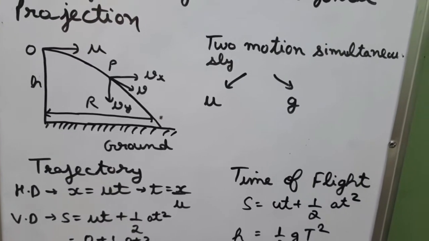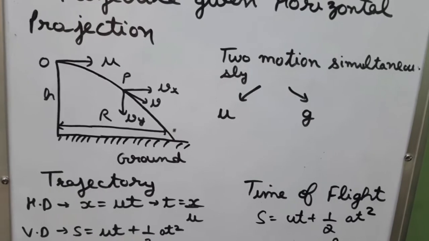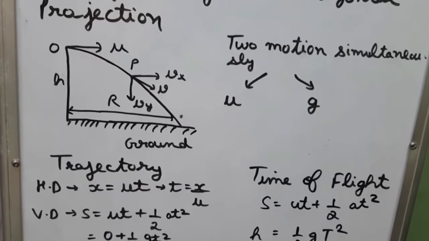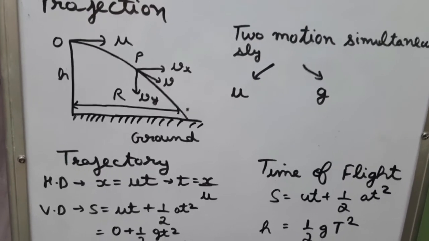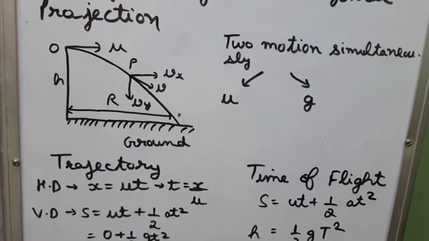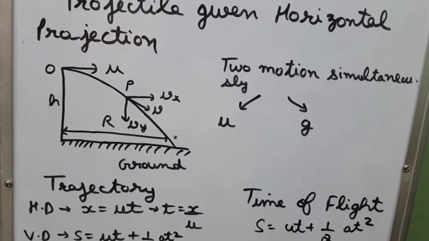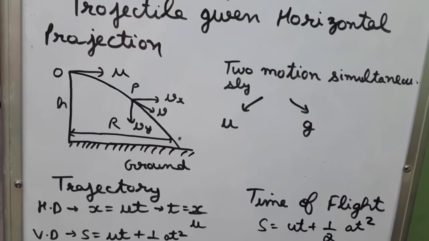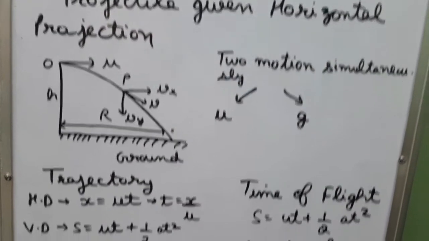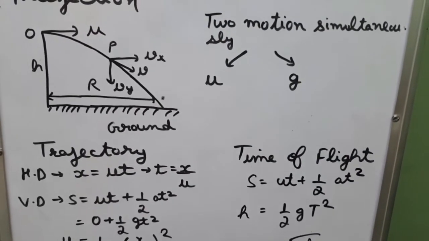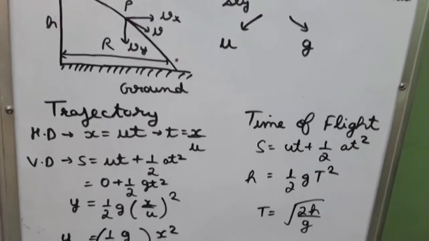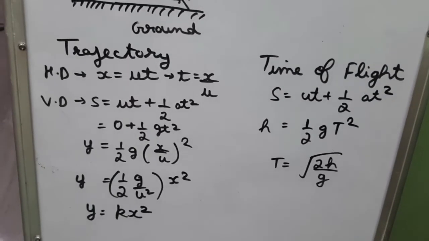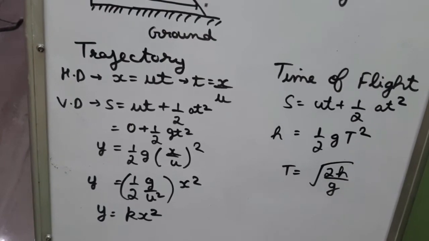Next, जब भी हम किसी बॉडी को प्रोजेक्ट करते हैं with some initial velocity u in horizontal direction, तो जो बॉडी है it goes two motions simultaneously. एक तो it will move in the horizontal direction due to the initial velocity u, and second it will move in the vertical direction, that is vertically downward under the influence of acceleration due to gravity small g. Now first of all we will study the trajectory. Trajectory क्या है? It is the path which is being followed by the object which is being projected.